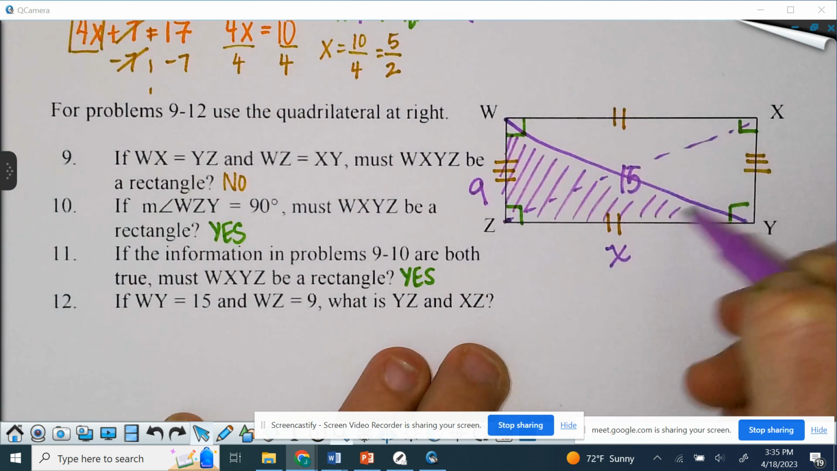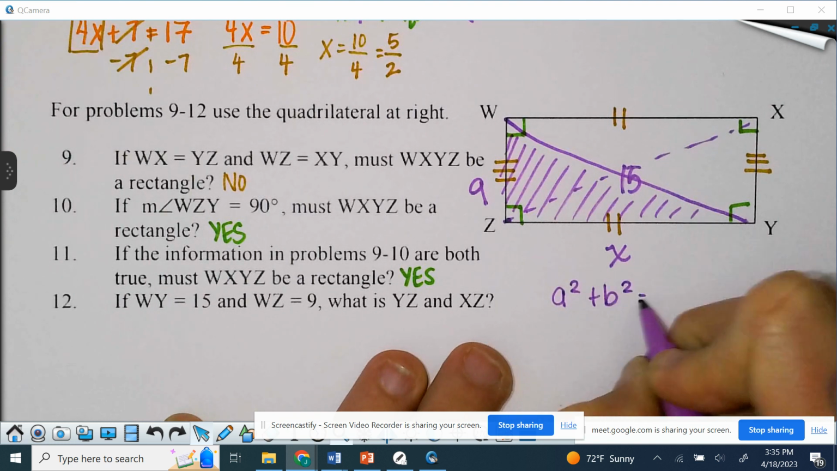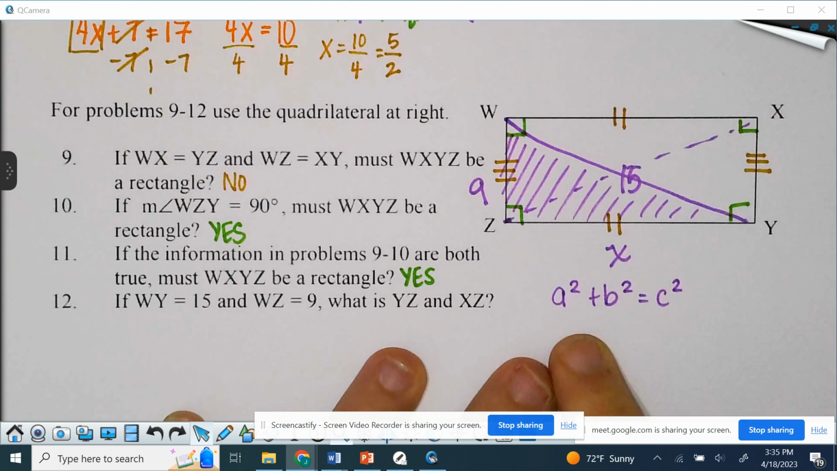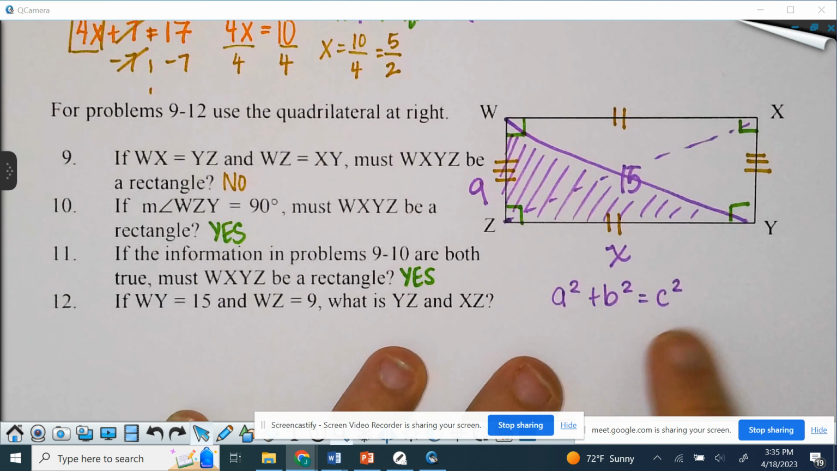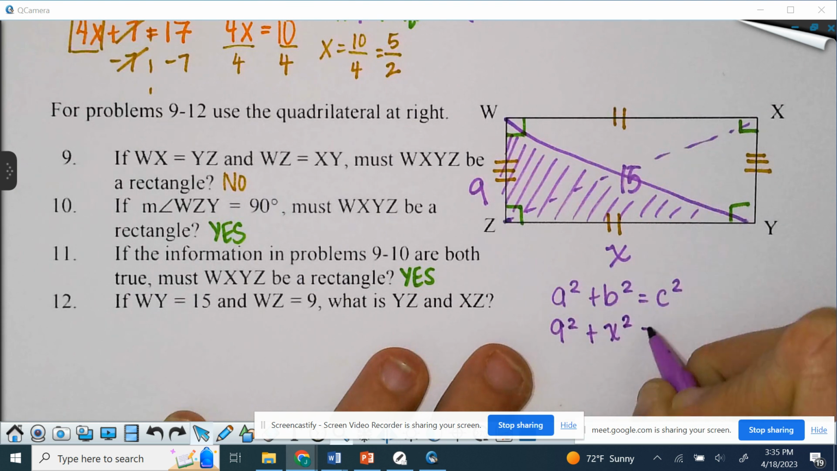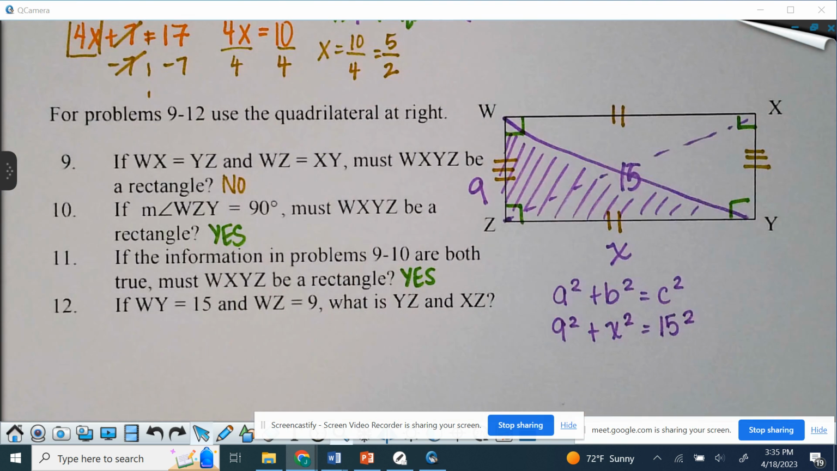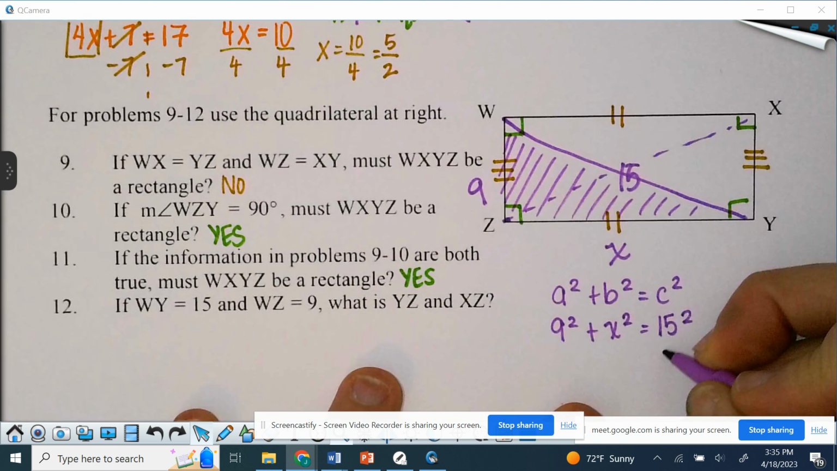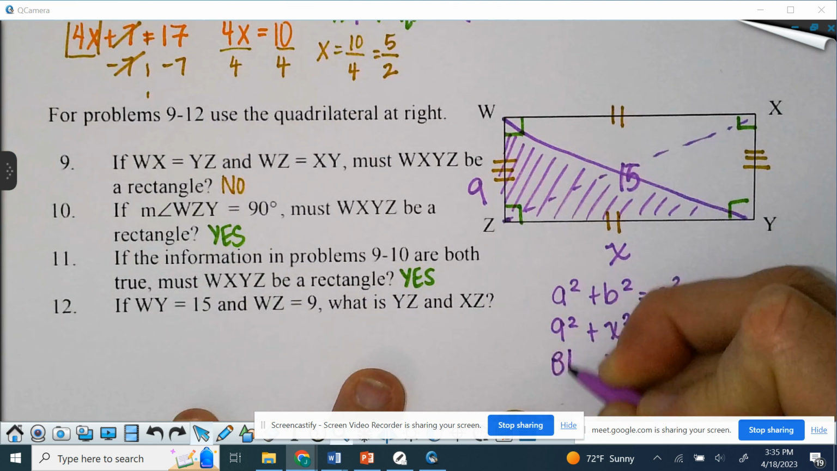So this is where we're going to do a squared plus b squared equals c squared. So a squared and b squared have to be the legs, and c squared is always the hypotenuse. So 9 squared plus we can put x squared equals 15 squared. And whichever one you put in the AB spot does not matter. The only one that does matter is it has to be hypotenuse in the C spot. And so that's going to be 225. And that's going to be 81. And then you're just going to solve for x.